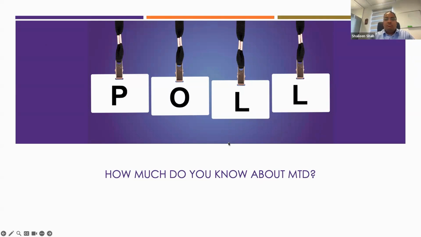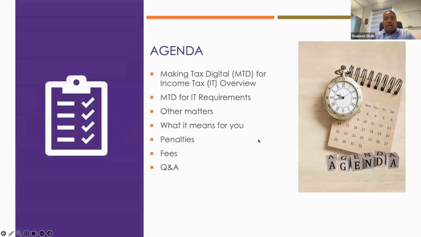So let's talk about the agenda. This meeting is being recorded, so we will share the recording at the end. The agenda is we're going to take you through the overview of making tax digital, what it means, what the requirements of making tax digital for income tax are, other matters, what it means for you, penalties and fees, and then we'll leave some time for questions and answers.